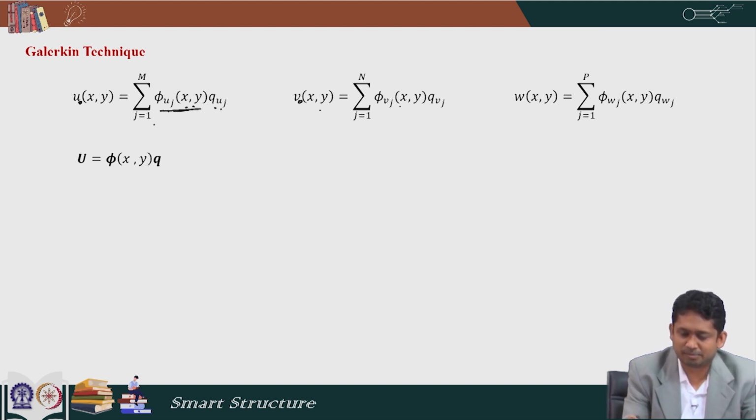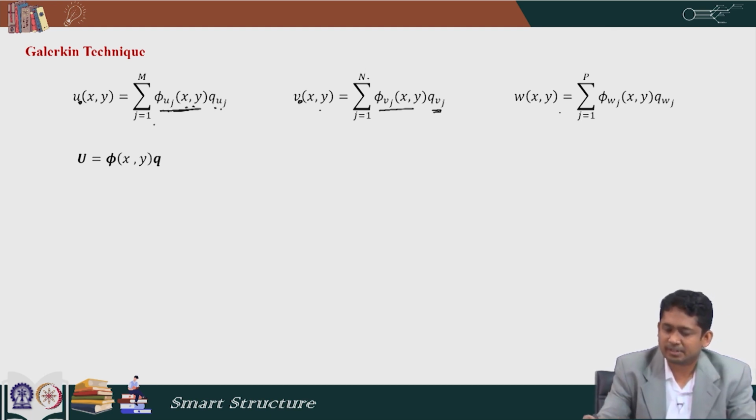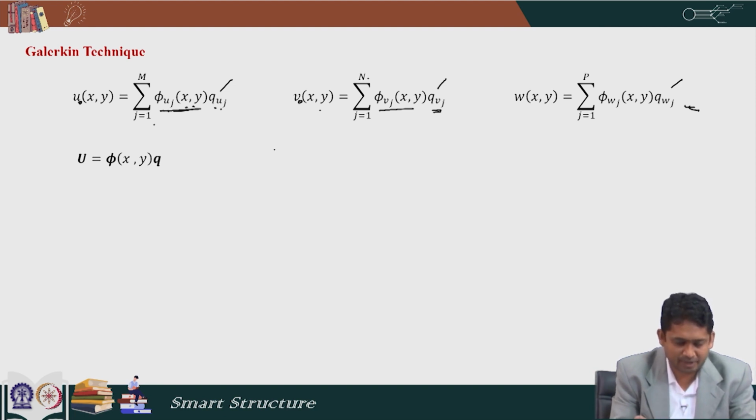Similarly, v0 is a weighted combination of this function where the weight is q vj and these are the unknowns. N is the number of terms to approximate v0. W is likewise, and P is the number of terms to approximate W. So, our unknowns in this problem are QUJ, QVJ and QWJ. So, we can write this in a much shortened form as this, where our capital U matrix is U0, V0 and W.